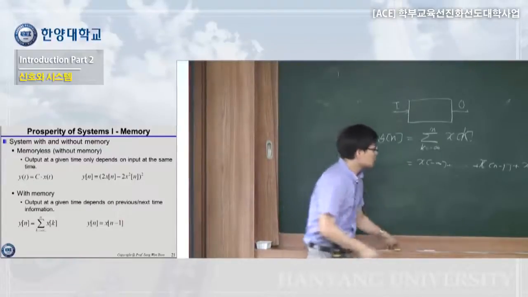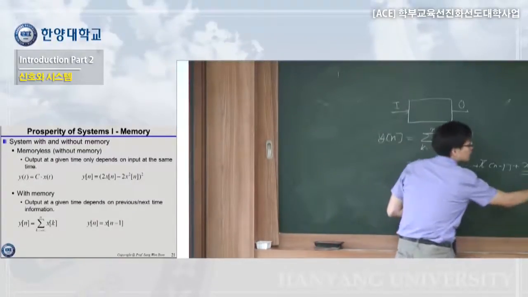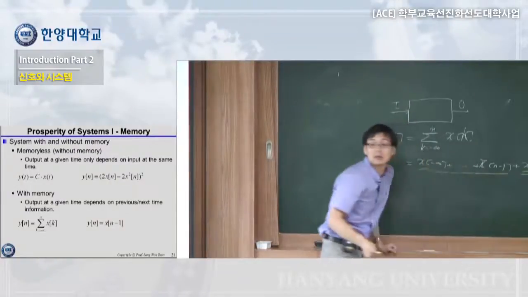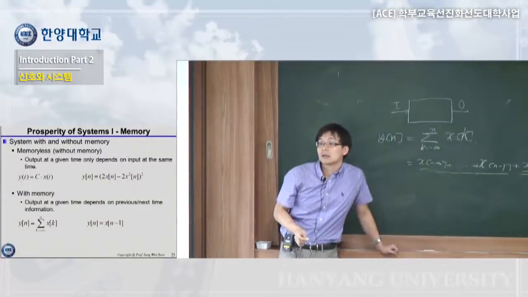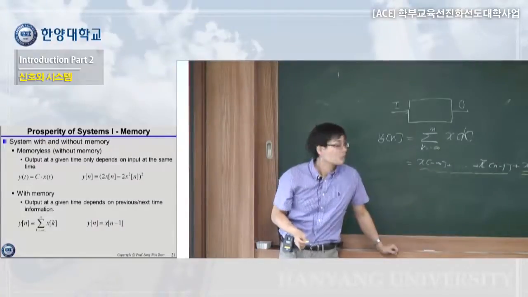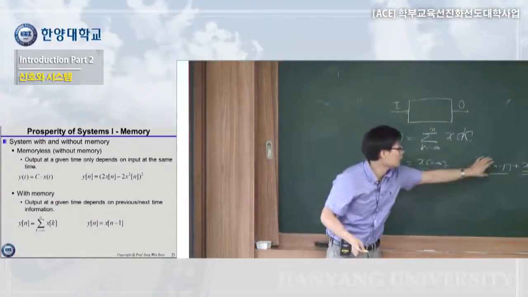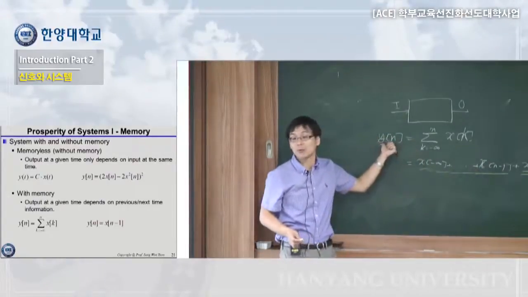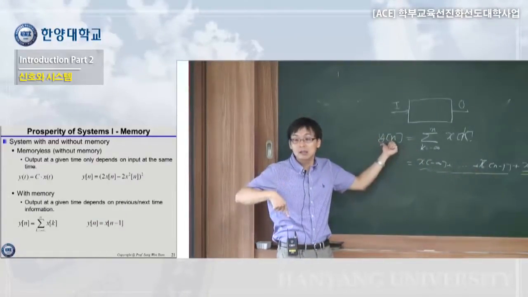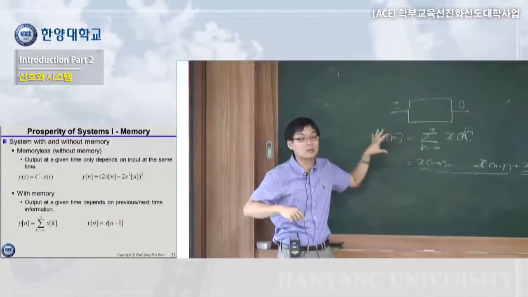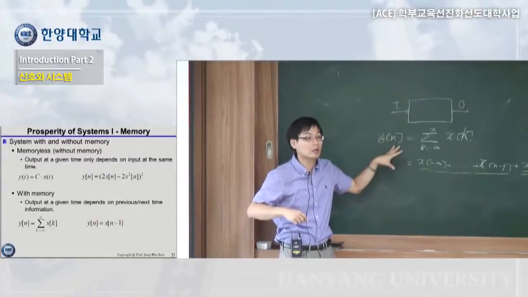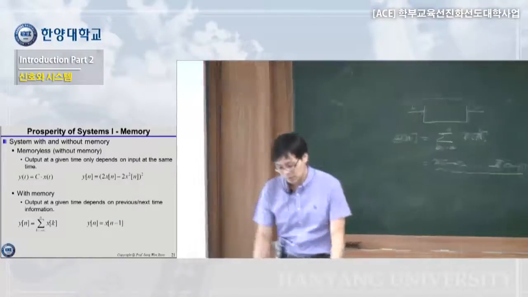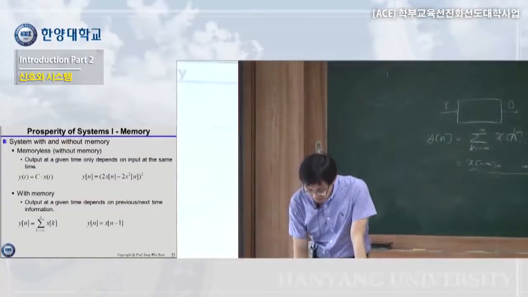So this is current, but these are all the past, right? Because we need information of the past to know the output at the current state. So this one is a system with memory. This is how we define it. Memory is not so difficult, I think.